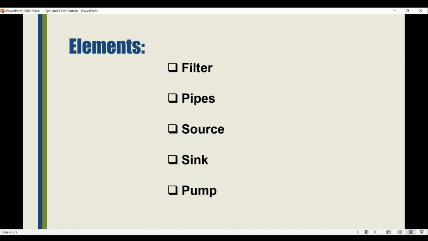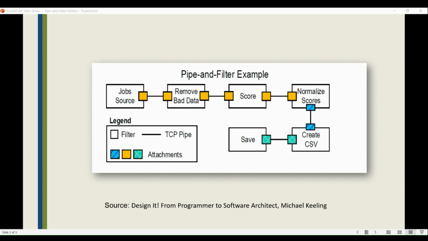But overall, the pipe and filter pattern is used to process a stream of data, such as text, file, image, or data types. And the key idea behind this pattern is to decompose a complex system into smaller, more manageable components. Each filter is responsible for a specific processing task, and filters can be combined and reconfigured in different ways.